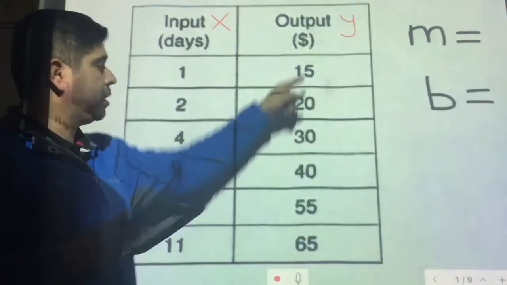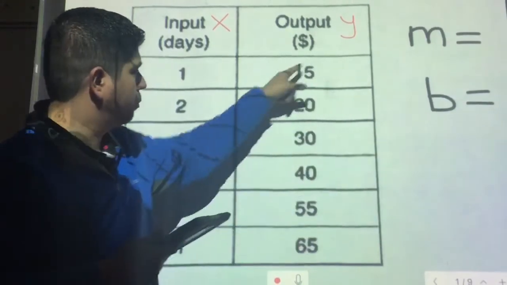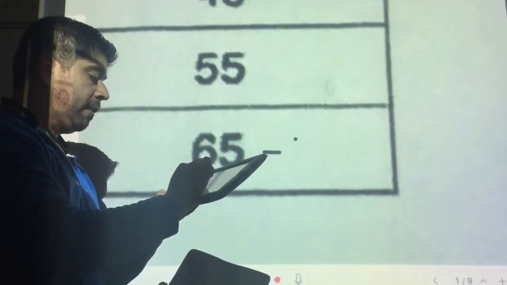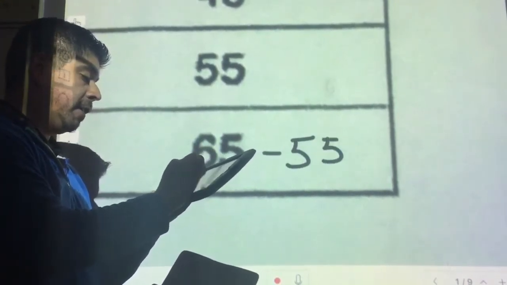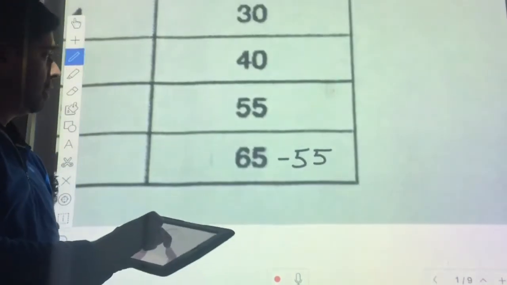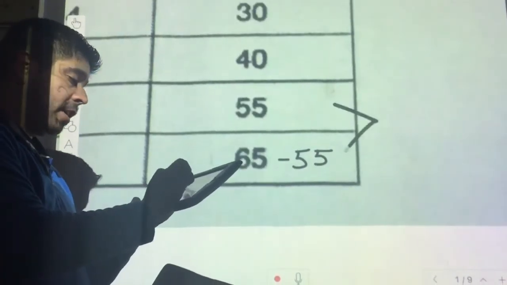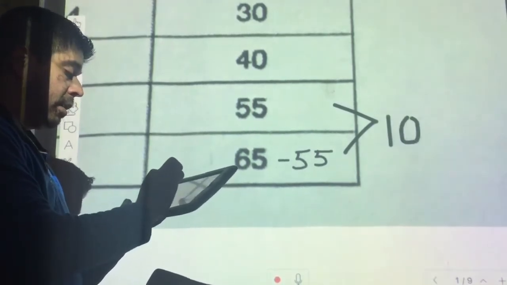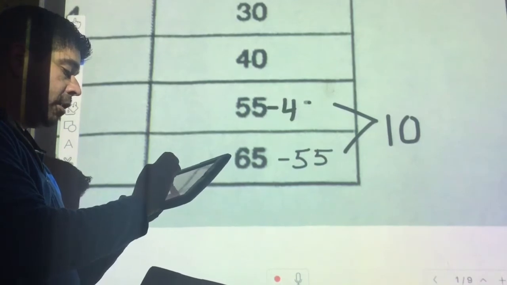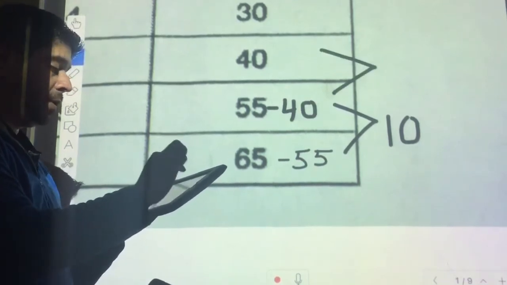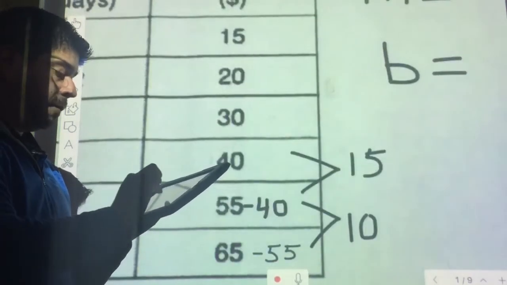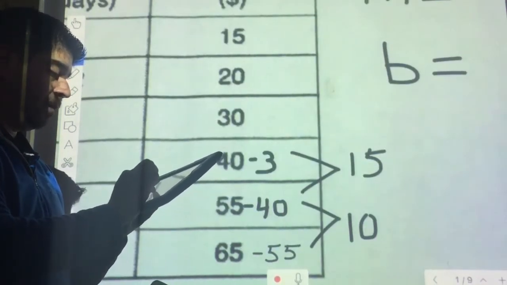So what I need to do is find a change in y. So all these values here is what I'm looking at. So, I remember I go to 65 and then 55. I subtract 65 minus 55 because I'm finding the difference. Okay? So the difference between there is 10. Now 55 minus 40. The difference between that is 15. 40 minus 30.